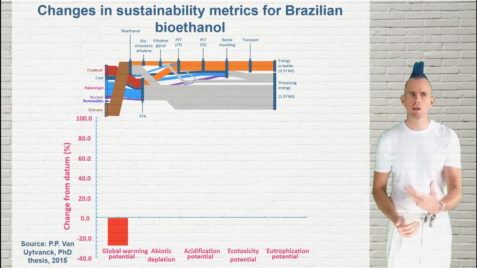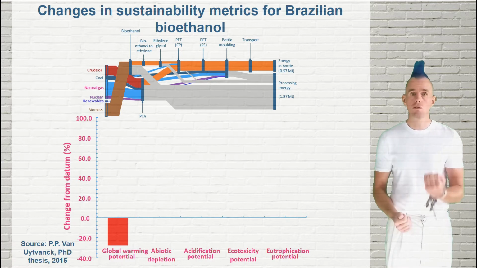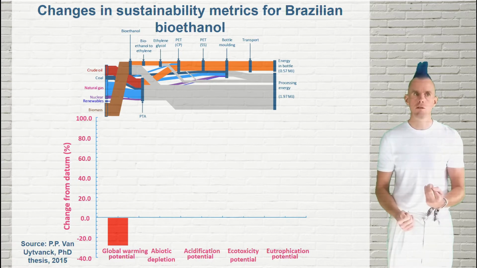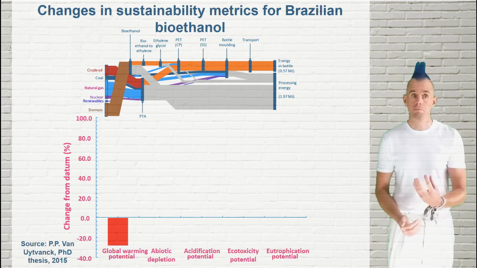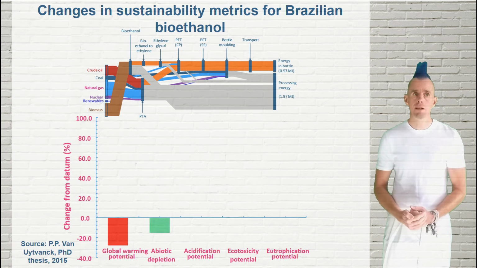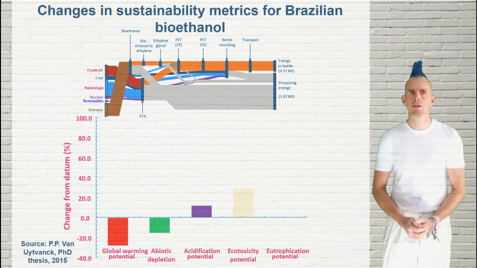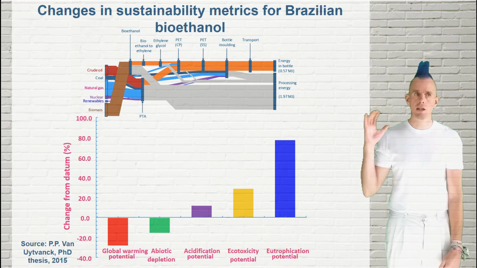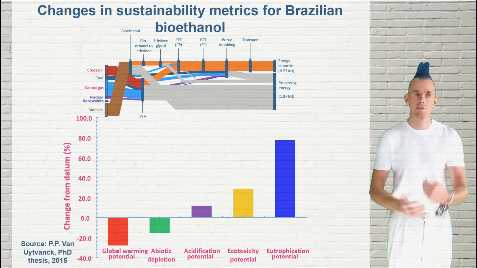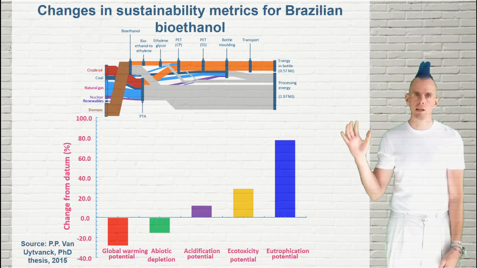If we use Brazilian sugarcane bioethanol to make ethylene, actually we do reduce the overall global warming potential of the process by some 25–26%. So that's good. In terms of abiotic depletion, we reduce that a little bit as well. However, if we look at acidification, ecotoxicity and eutrophication, we see very large increases with reference to the datum. And this is the complex picture that life cycle analysis presents.